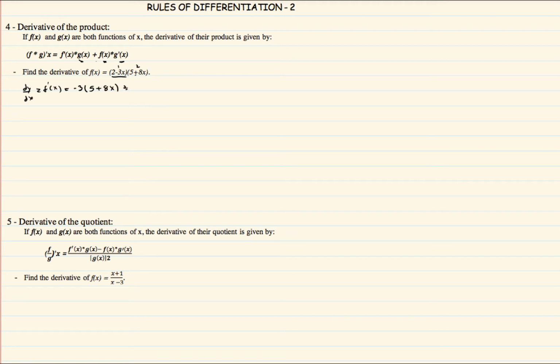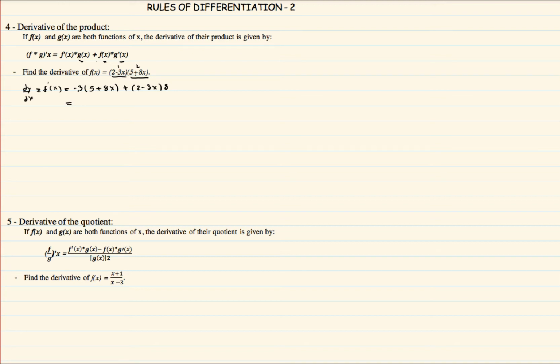plus the first function, 2 minus 3x, without any modification, multiplied by the derivative of the second function, which is this function. So again we have 5. 5 is a constant and the derivative of a constant is 0. And so in this place we are going to have 8. So this becomes 8 for the same reason that here we have minus 3.